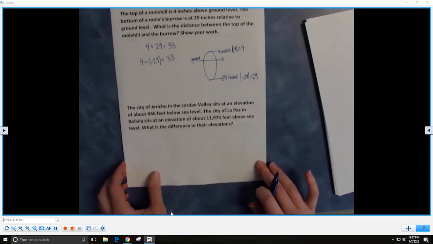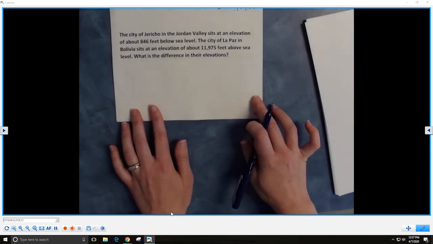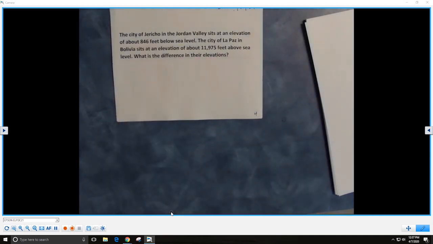Here's another example. The city of Jericho in the Jordan Valley sits at an elevation of about 846 feet below sea level. The city of La Paz in Bolivia sits at an elevation of about 11,975 feet above sea level. What is the difference in their elevations? I'll pause now for you to reason through this and think about your answer.